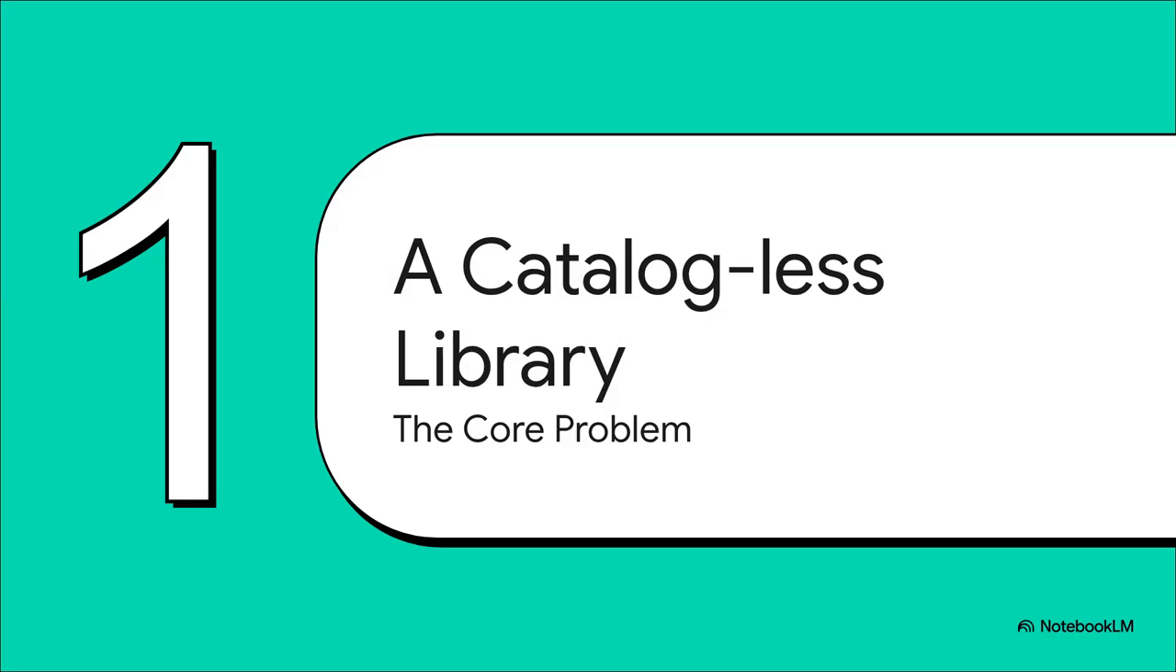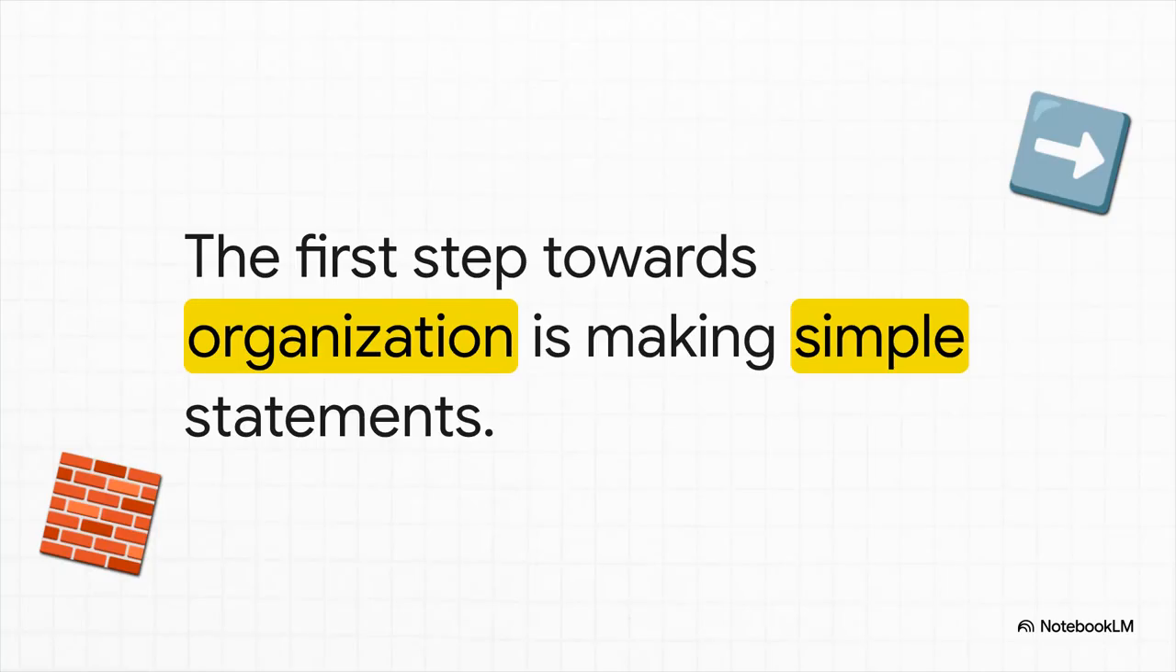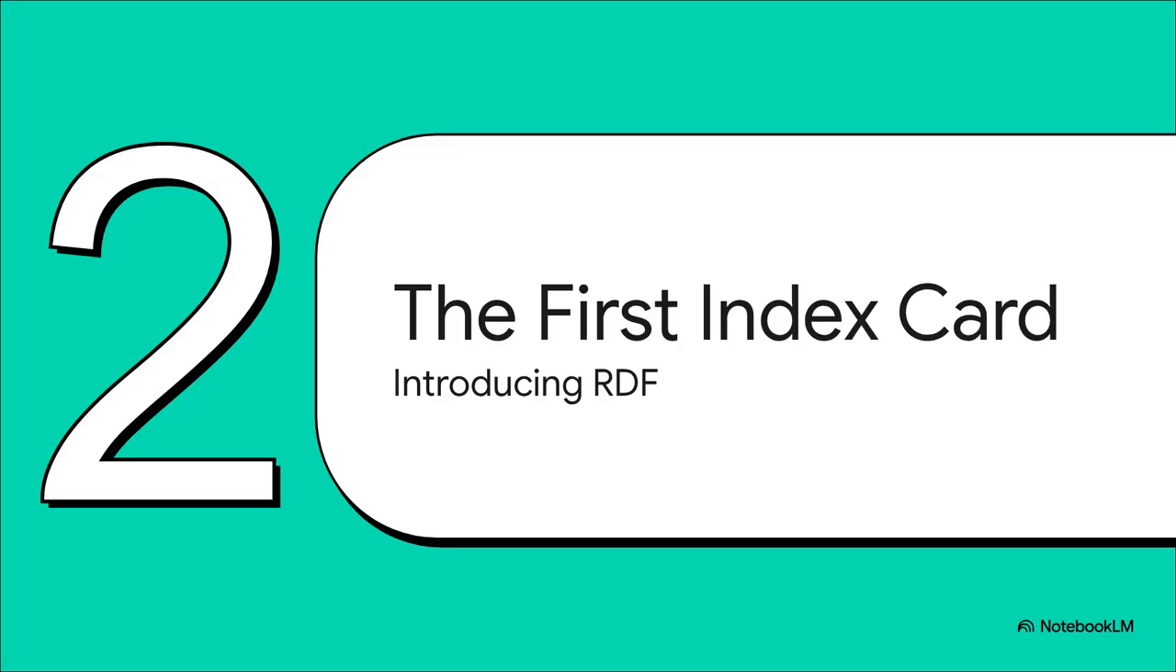So Section 1, a library without a catalog. Let's start with that core problem. How do you possibly bring order to all that chaos? The answer, it turns out, begins with the smallest possible unit of meaning. I mean, before you can build some grand organized system, you first have to be able to make just one single simple statement. Which brings us to Section 2, the first index card.